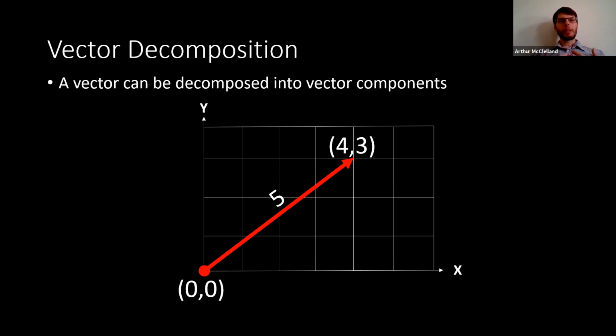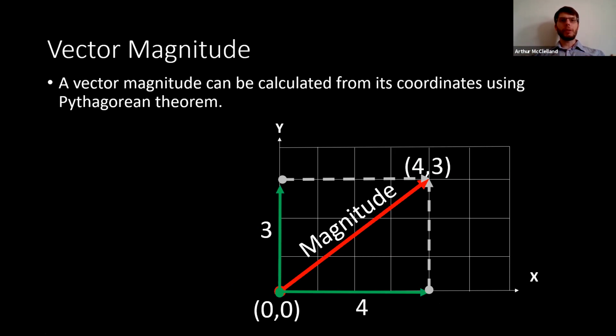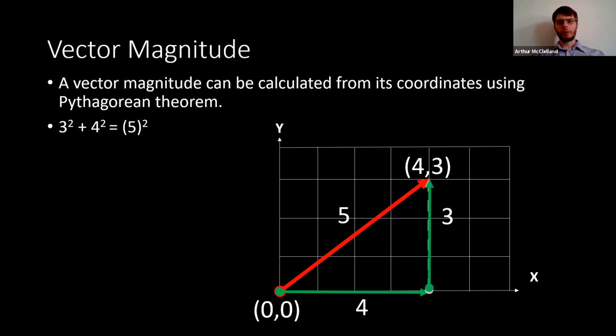An important property of vectors is that we can decompose them into vector components. So we could decompose this red vector into the x component and the y component. The x and y components need to be orthogonal for this to work. And the magnitude of the vector can then be calculated from its coordinates. Here we're translating the green y vector in space, but still retaining its properties. And so now we can make this 3, 4, 5 right triangle and do the Pythagorean theorem: 3 squared plus 4 squared equals 5 squared.